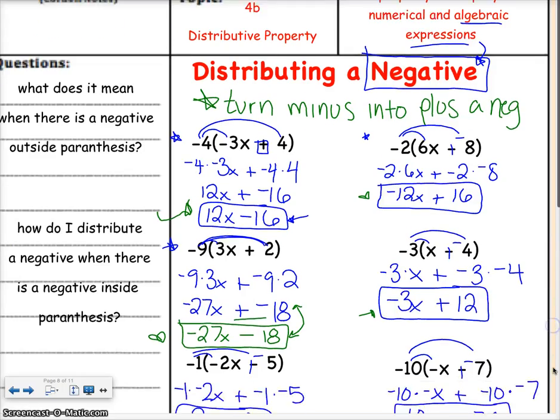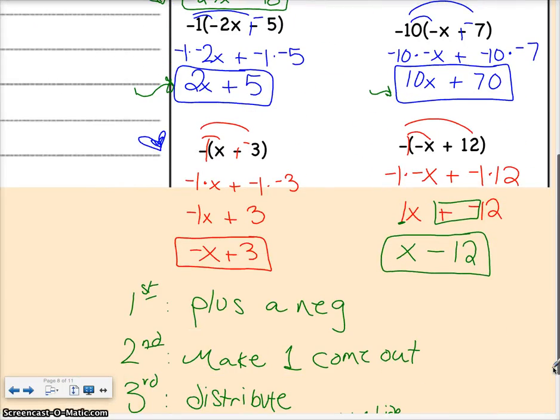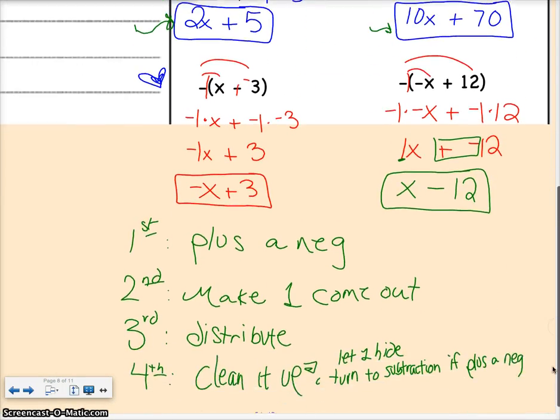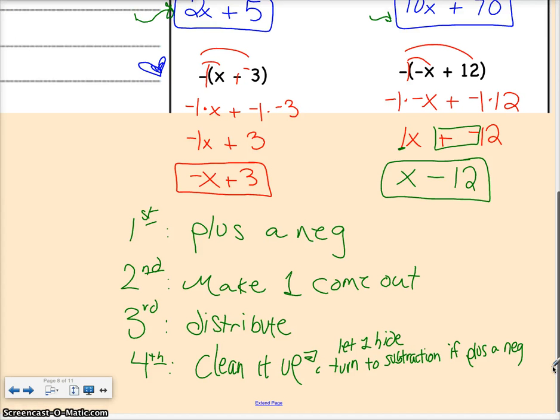So, one more summarizing. The first thing you should always do is turn everything to plus a negative. Second thing, make 1 come out if it has to. It doesn't always have to. It only has to if there's only a negative on the outside. Then you distribute and then you clean it up. So that's your learning target today.